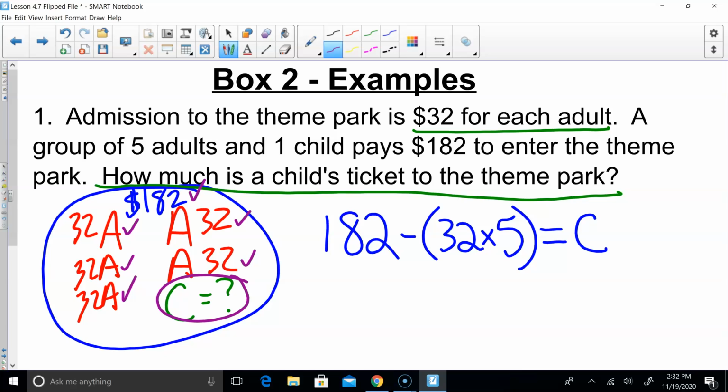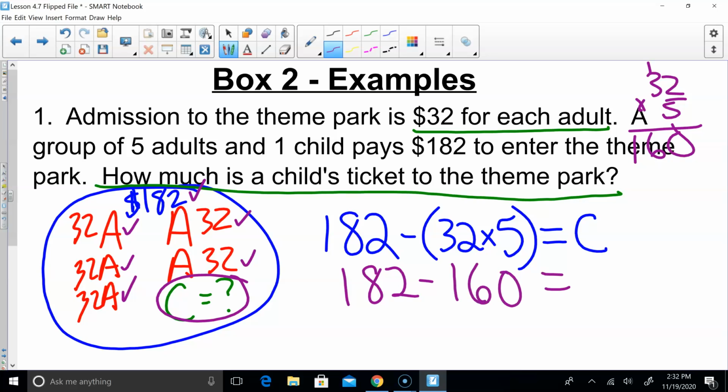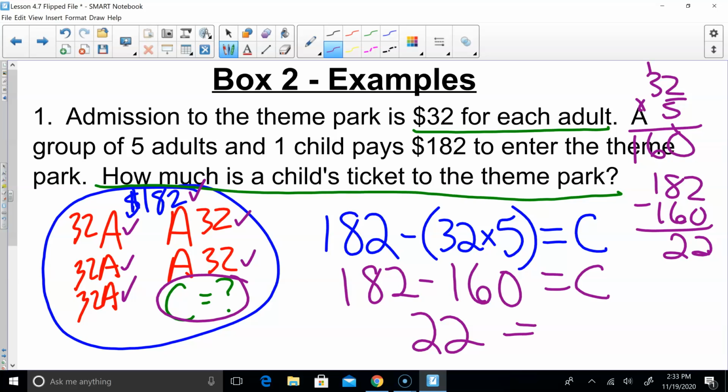So if we go through our next line of work, 32 times 5, well, let's do it over here. 32 times 5: 0, carry the 1, 16. So we would have 182 minus 160, and we just go step by step with our work, equals C. 182 minus 160: 2 minus 0 is 2, 8 minus 6 is 2, 1 minus 1 is 0. So I've got 22 equals C, but I need a label since it's a word problem. How much is the child's ticket to the theme park? It's the cost, and I see a symbol of $1, so it would be $22.